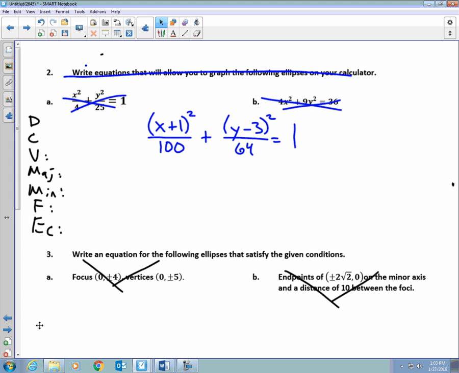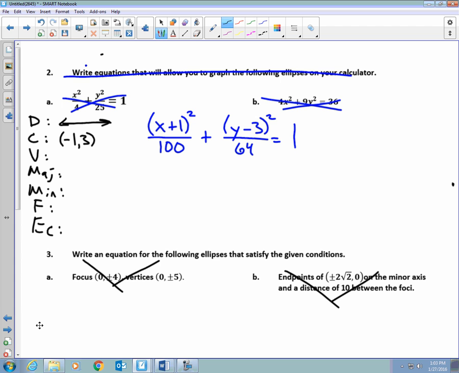So let's do a shifted ellipse. X plus 1 quantity squared over 100 plus y minus 3 quantity squared over 64 is equal to 1. We're going to determine the direction, the center, the vertices, the major axis, the minor axis, the foci, and the eccentricity. We have until 1:08, so we got 4 minutes. Let's roll. Direction. Horizontal or vertical? Horizontal, bigger numbers under X. Center. Negative 1, 3.